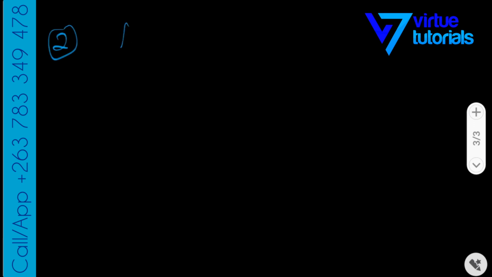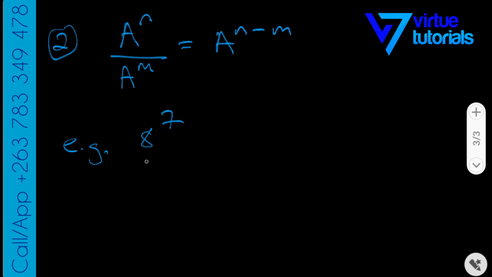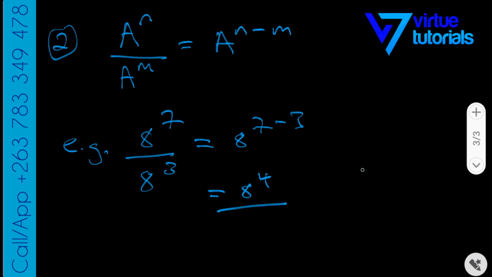Law number 2. A to the power n over a to the power m is equal to a to the power n minus m. So in the first law, we were multiplying two numbers. This time we're dividing. So if we divide, instead of adding the powers, we subtract. Okay, so for example, if I have 8 to the power 7 divided by 8 to the power 3, this gives me 8 to the power 7 minus 3, which gives me 8 to the power 4. So that's my result there. All I have to do is subtract the powers.